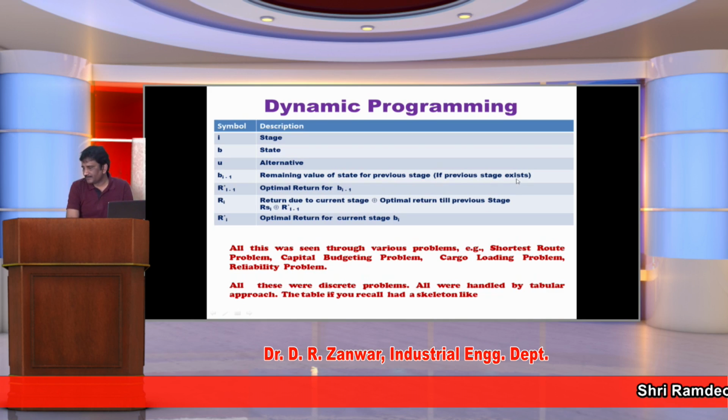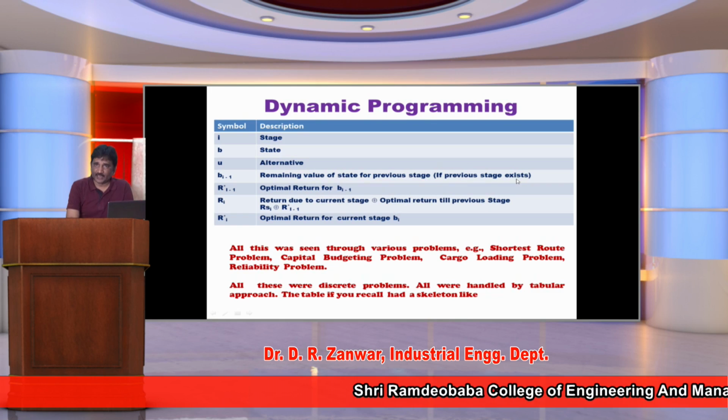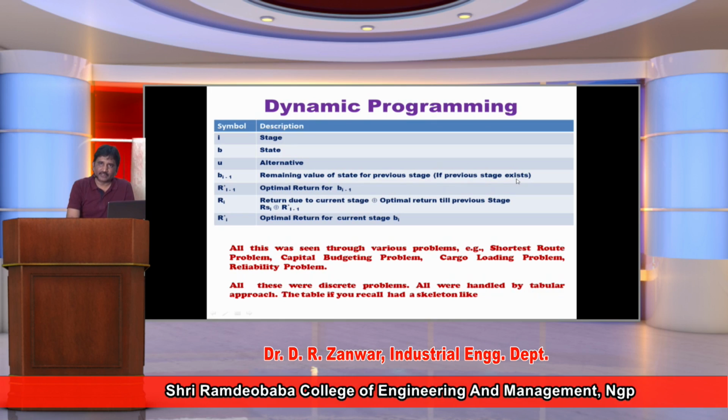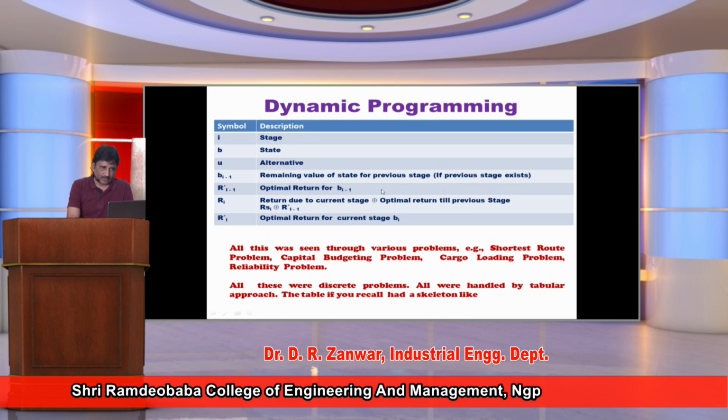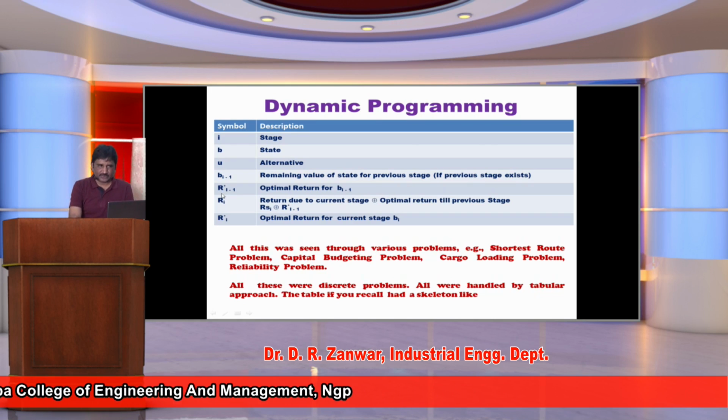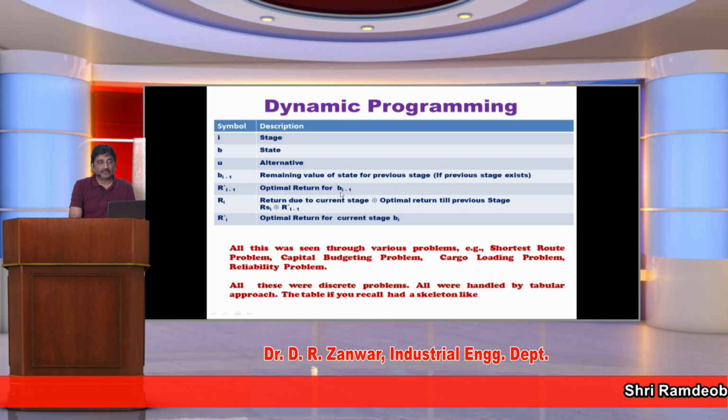Why do I say that? Because the previous stage will exist only if it is the second or later stage. For the first stage there is no previous stage, so there won't be a term called b i minus 1. R star stands for optimal return, right? And i minus 1 is for the previous stage. R star i minus 1 is the optimal return for the previous stage for the remaining value of state, right?